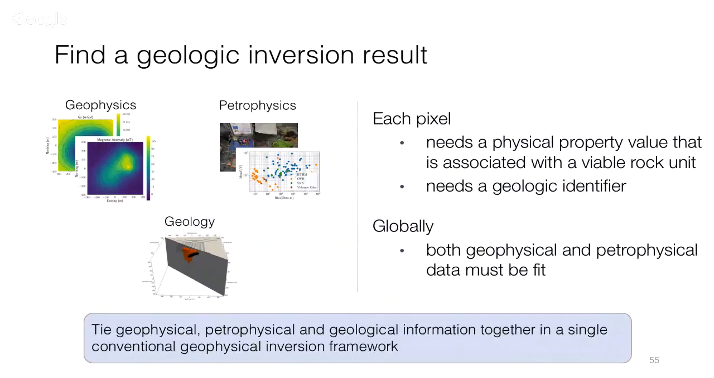So how do we do that? Well, we've got geophysics, we've got petrophysics, and we want to somehow combine them with the geology. These things are all really linked. For each pixel in our model, we need a physical property that's associated with a viable rock unit, and we also need a geologic identifier that tells us which rock unit that is. So globally, both the physical data and the petrophysical data need to fit, and we need to make everything consistent in a framework that is manageable.